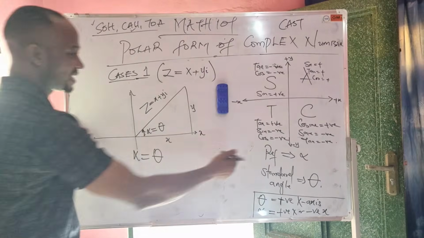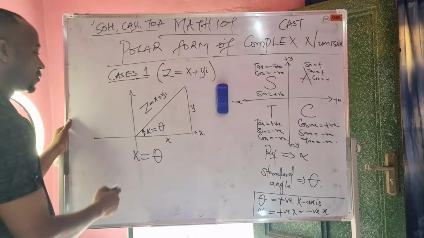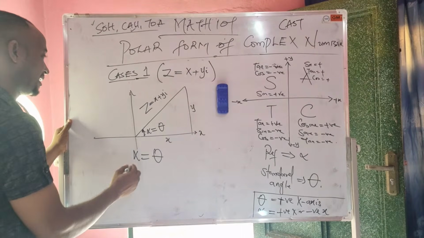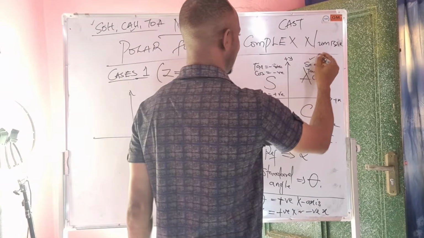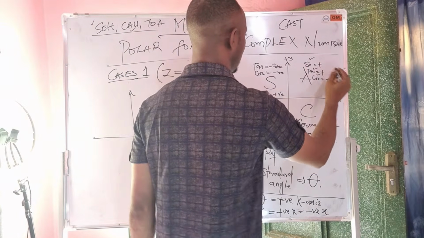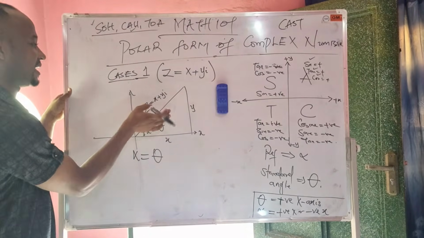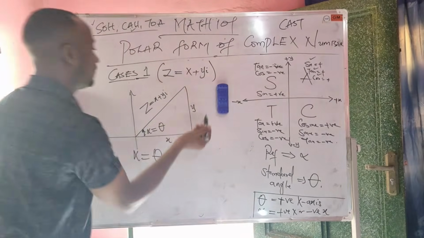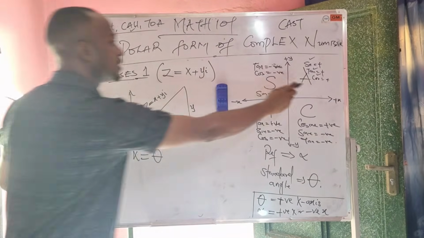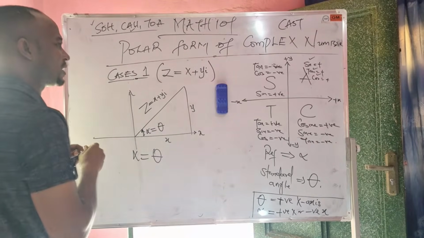Alpha represents the reference angle. Theta represents the standard angle. So for me to find my alpha, I can use any of these three: sine, tan, or cosine. Why? Because z is in the first quadrant, so any of these can go, because it falls in the quadrant that says all is positive.